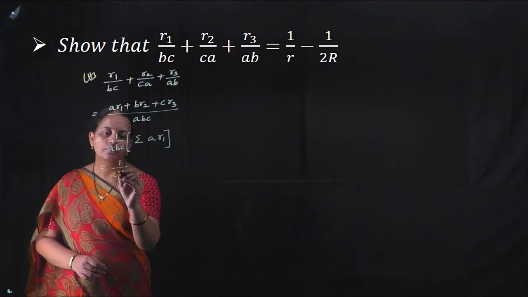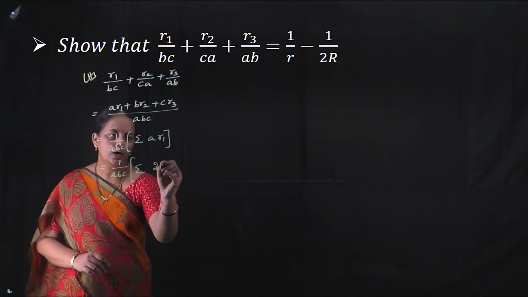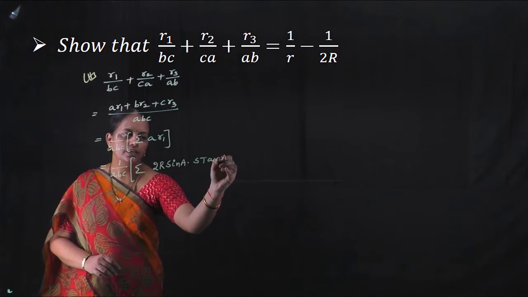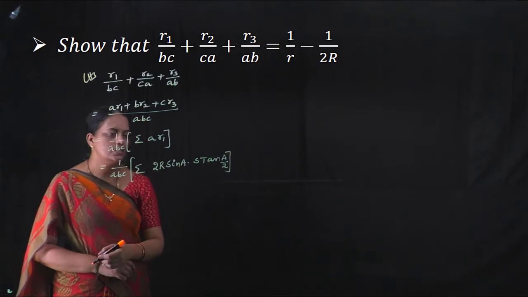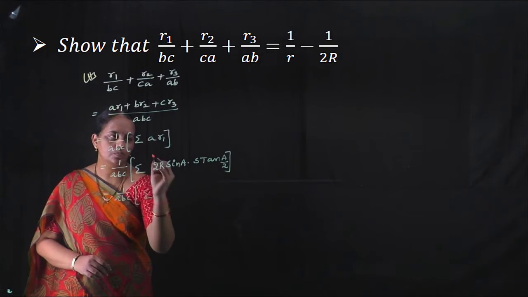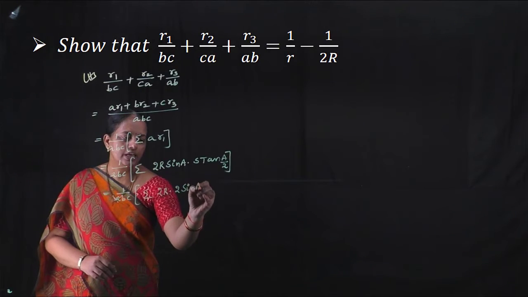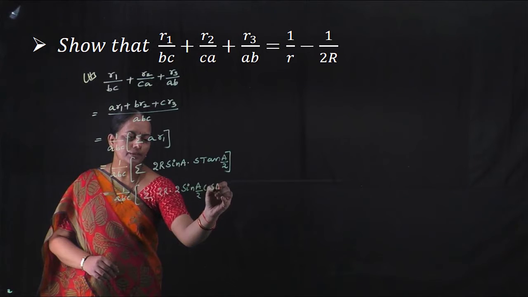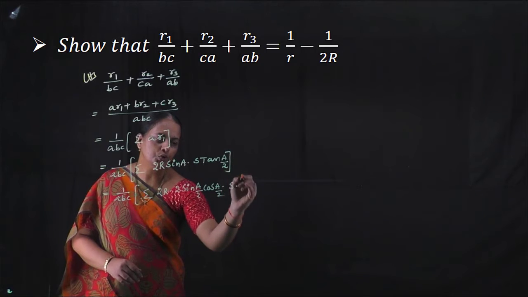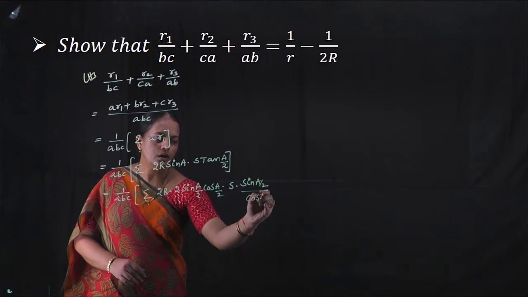This is equal to 1 by ABC into sigma A, where from the sine rule A means 2R sin A, and R1 means S tan A by 2. This is equal to 1 by ABC into sigma 2R into sin A, which can be written as 2 sin A by 2 cos A by 2, into S into tan A by 2, which means sin A by 2 by cos A by 2.